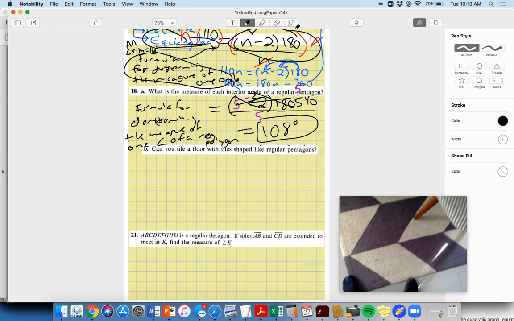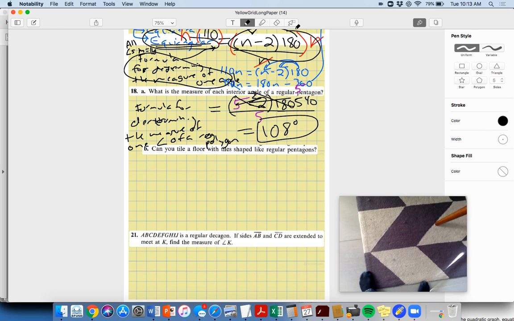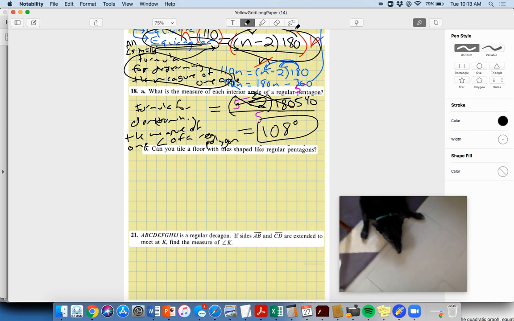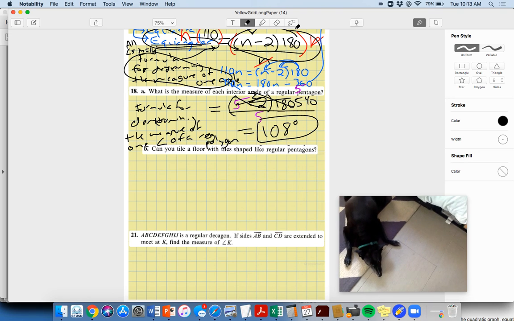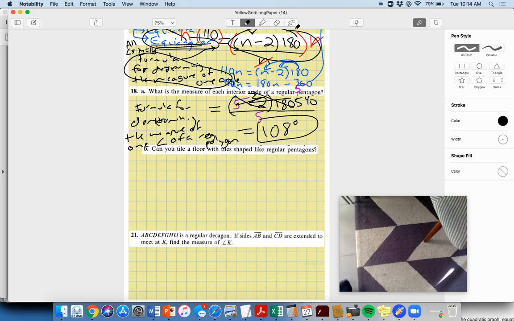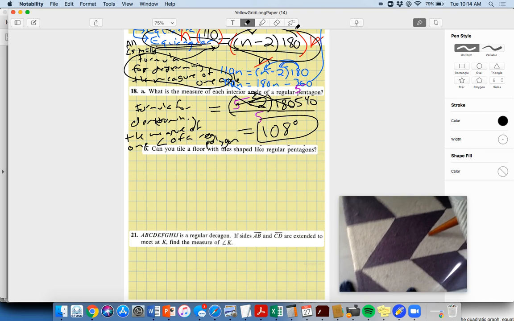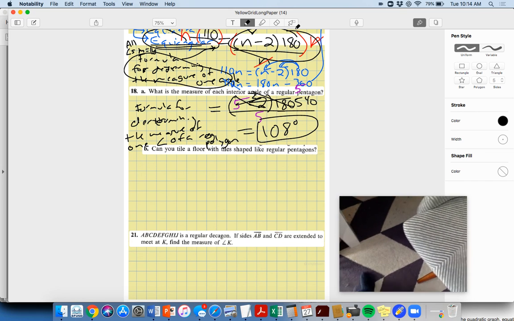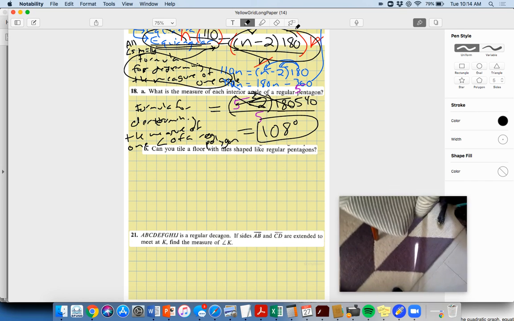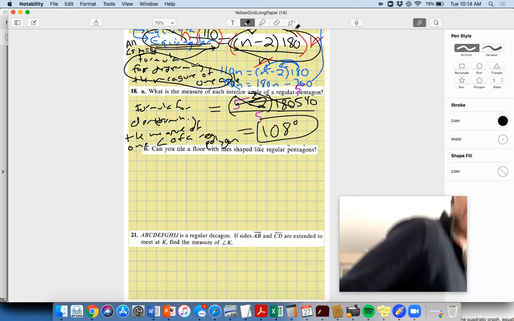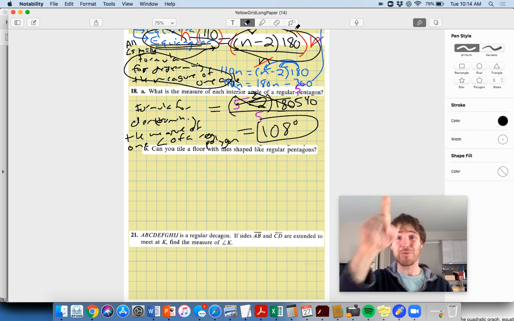So here's a tiled rug design right here. This is really beat up by this dog. So these look like parallelograms. You can tile with parallelograms. Look at all the space taken up. There's no open space here. So anyways, the question is, can we tile with regular pentagons?